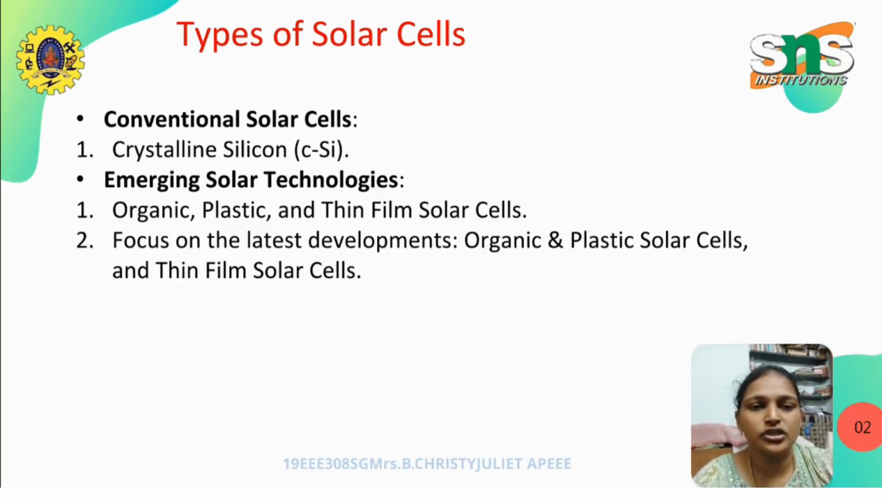Now let's get into the types of solar cells. As we discussed earlier, the conventional solar cells are the crystalline silicon type, and the emerging technologies are organic, plastic and thin film solar cells. The main focus of these latest technologies is that they have been adopted by solar technology in order to increase its power output efficiency and its usage, and to make solar technology more convenient, cheaper, cost effective and more adaptable.